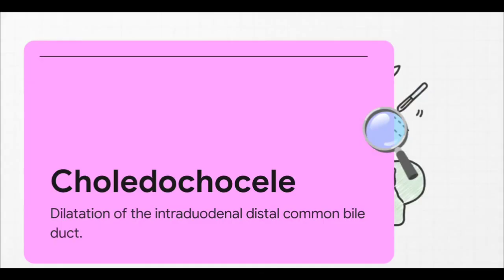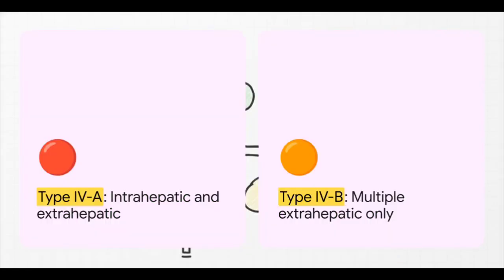Moving further down the tract, we hit type 3, also known as a choledochocele. This is a dilatation of the intraduodenal distal common bile duct. I really want to emphasize that unique distal location right at the duodenal wall. Think of it essentially as a cyst bulging right into the duodenum. Remembering that specific intraduodenal keyword is absolutely crucial. It's going to completely prevent you from confusing it with the other types when you're staring down a super tricky multiple-choice question.